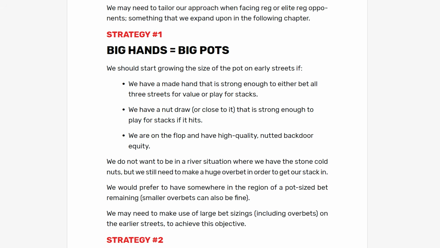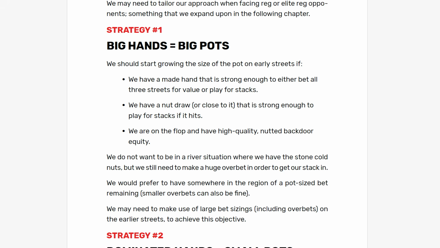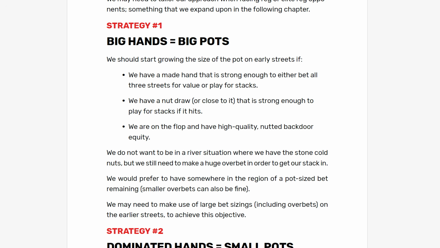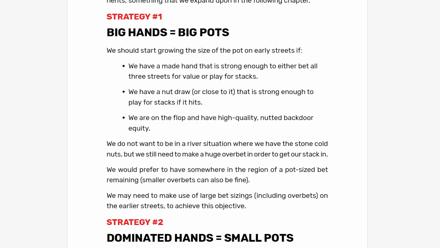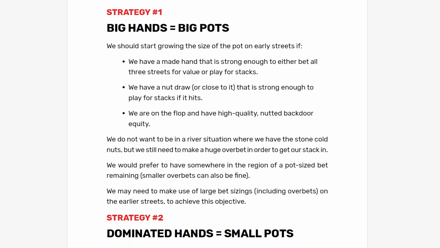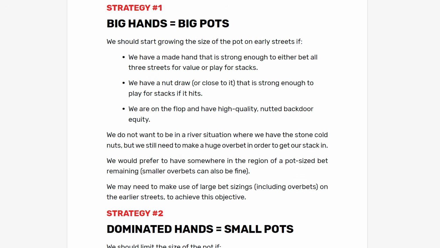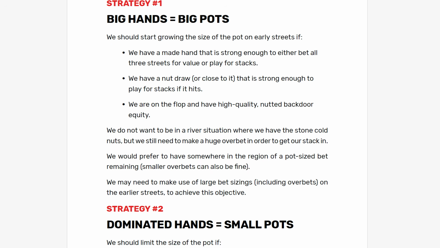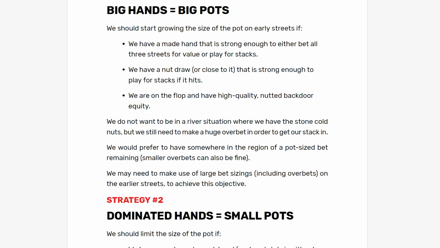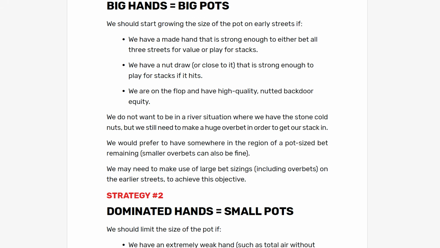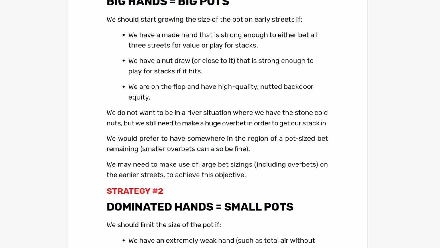We do not want to be in a river situation where we have the stone cold nuts, but we still need to make a huge overbet in order to get our stack in. We would prefer to have somewhere in the region of a pot-sized bet remaining, or smaller overbets can also be fine. We may need to make use of large bet sizing, including overbets on the earlier streets, to achieve this objective.